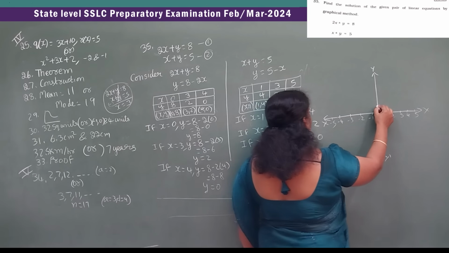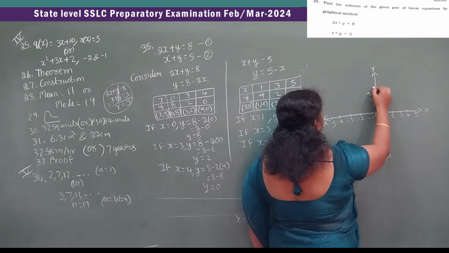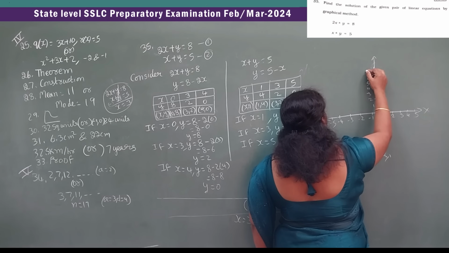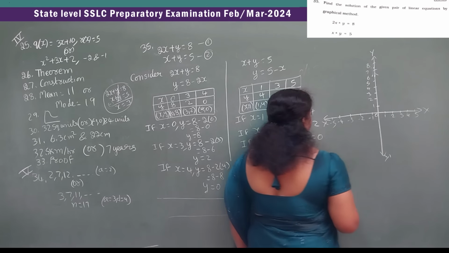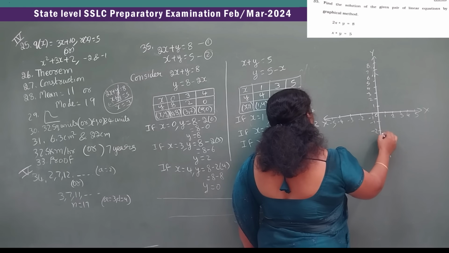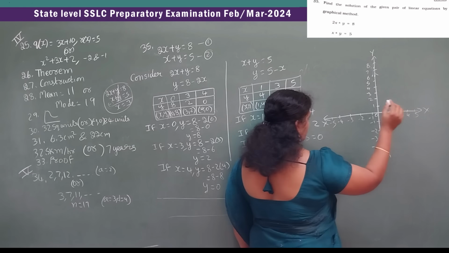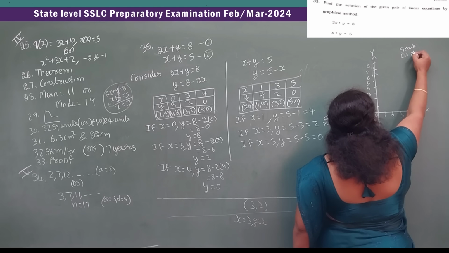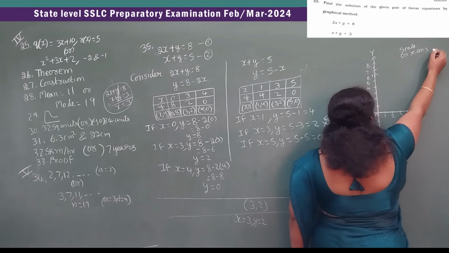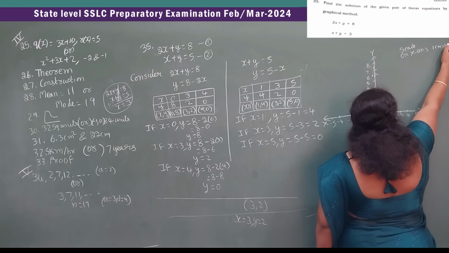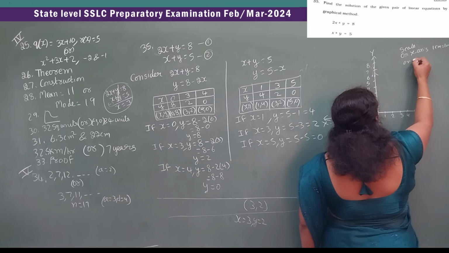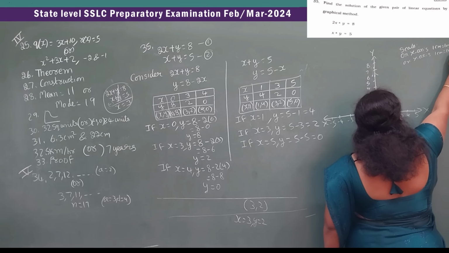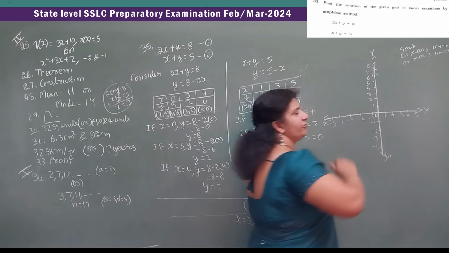So here also in the same manner you can take 1, 2, 3, 4, 5, 6, 7, 8. Okay. And the negative scale also you can take: minus 1, minus 2, minus 3, minus 4, and so on. The scale you compulsorily have to write. On the x-axis, 1 centimeter is equal to 1 unit. On the y-axis, 1 centimeter is equal to 1 unit. According to your scale adjustment, you need to write it there.